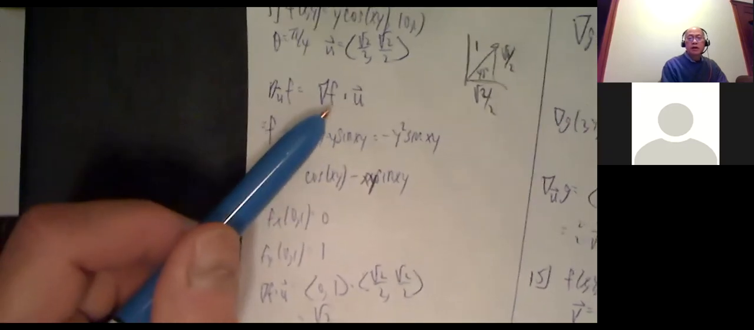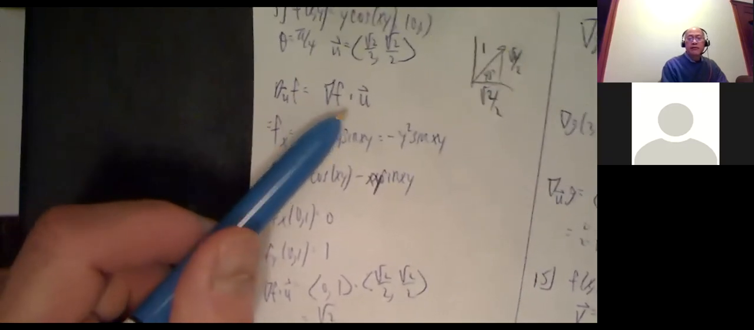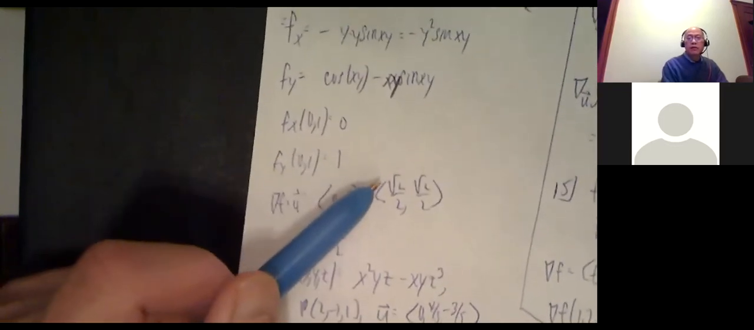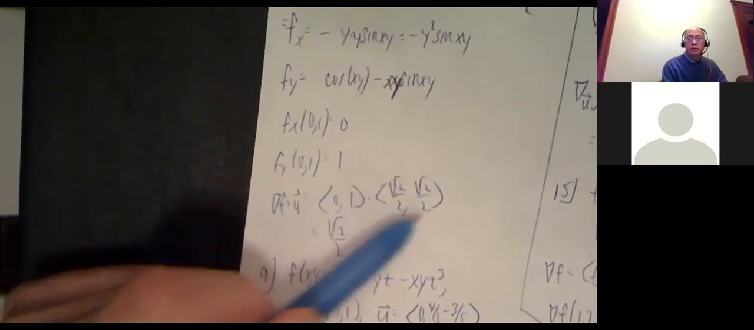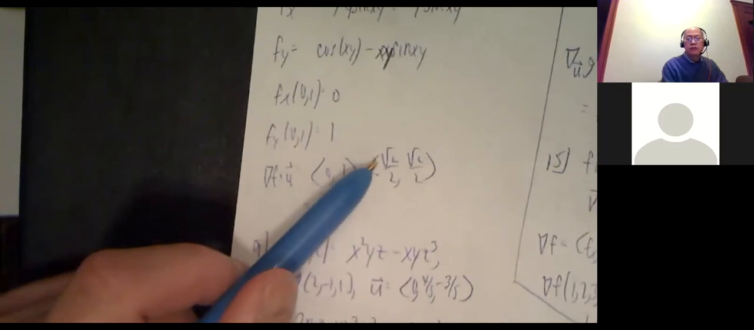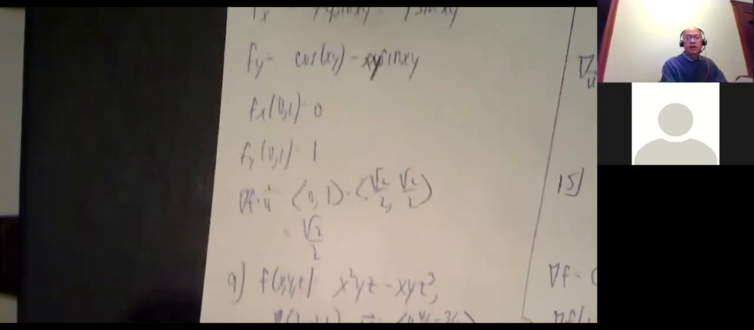Okay, so the derivative of f in the direction of u is the dot product of the gradient and u. So it's 0, 1, that's the gradient vector, dot with radical 2 over 2, radical 2 over 2, the unit vector. 0 times radical 2 over 2 is 0. 1 times radical 2 over 2 is radical 2 over 2. So that's the answer right there.